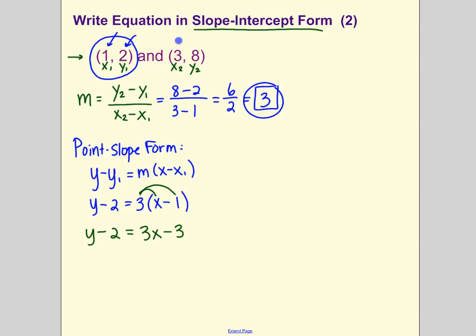So the last thing over here with the y, we have that minus 2. Let's go ahead and add 2 to both sides. With addition and subtraction, you want to add it to its like term on the other side, so we're not going to add it to the 3x. Leaves us with y equals 3x, negative 3 plus 2 is a negative 1, so minus 1. Y equals 3x minus 1, slope-intercept form.